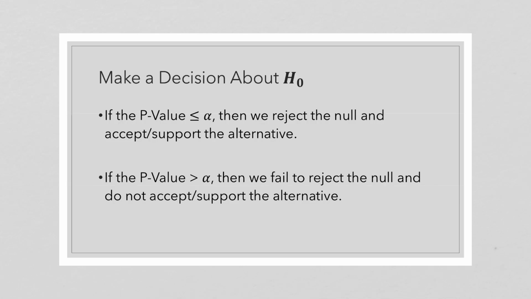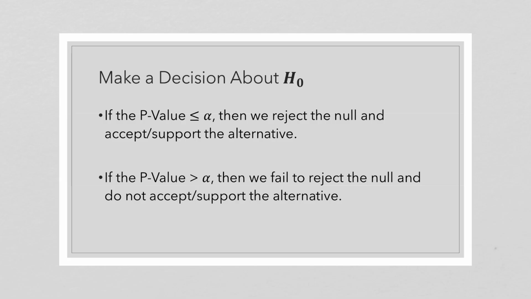So after we run the 2-sample t-test, we are now able to make a decision about our null hypothesis because we will have access to our p-value now. So if your p-value, as always, is less than or equal to alpha, then we're going to reject the null and we're going to accept or support the alternative. And then if our p-value is greater than alpha, then we're going to fail to reject the null and do not accept or support the alternative.